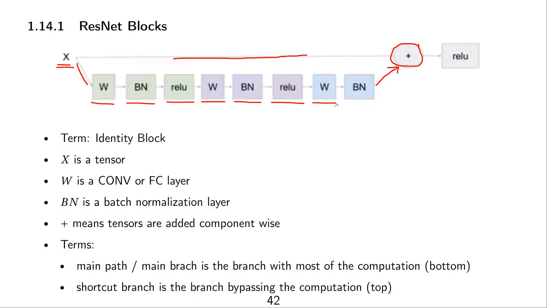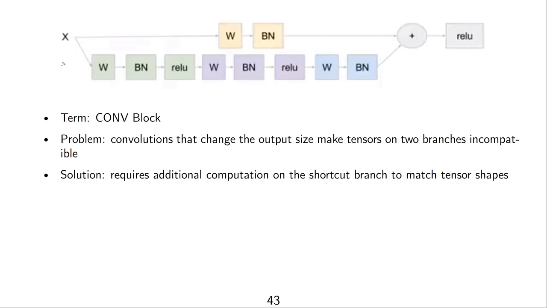Finally, we have a conv or FC layer, another batch normalization, and then the ReLU here comes after the output tensor is added to this tensor X, that is an input of the ResNet block. One possible design choice to play with here would be the position of the batch normalization layer. This here is a conv block.